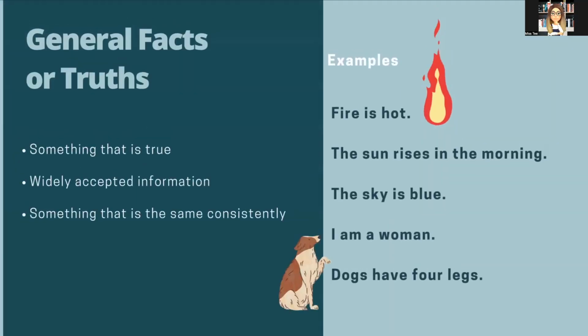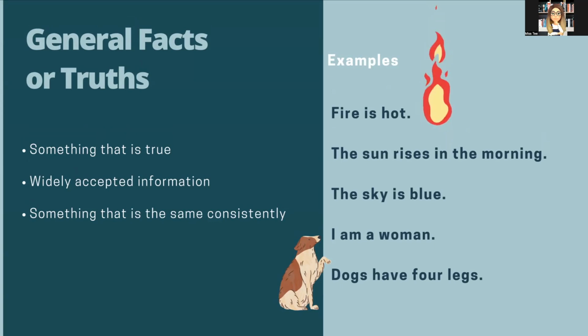So we're going to talk about the cases in which we use all of these. So the first case is general facts or truths. So what does that mean? It's when we're talking about something that is true. Widely accepted information, something that is the same consistently.